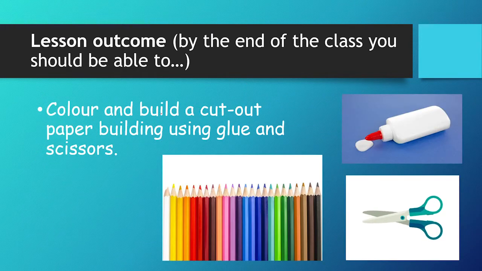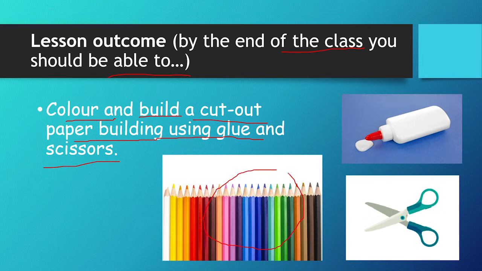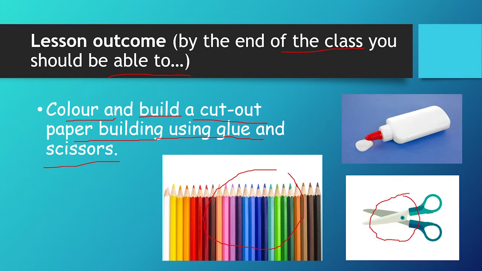Moving on, lesson outcome. What is this lesson outcome? By the end of the class, you should be able to color and build a cut out paper building using glue and scissors. Okay, so make sure you color it. After that, you cut it, and then make sure you glue it properly until it looks like a proper 3D building.